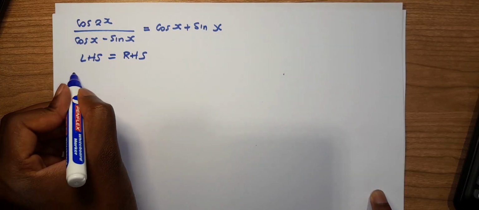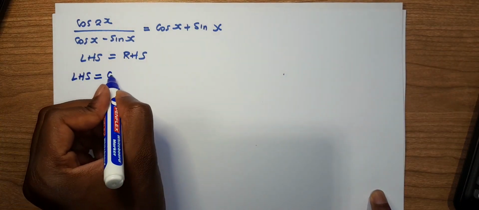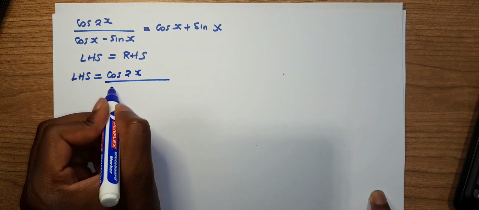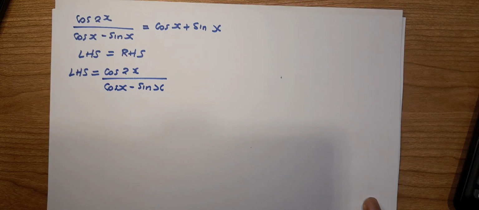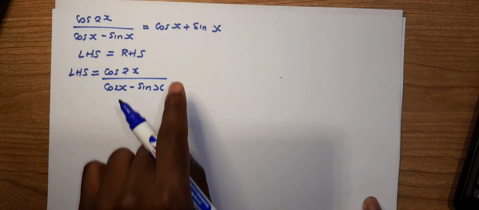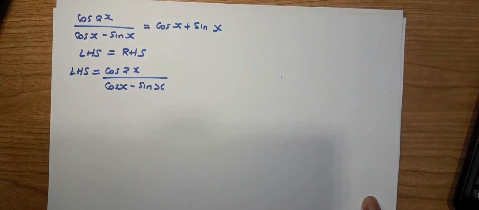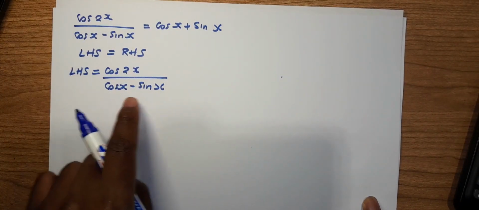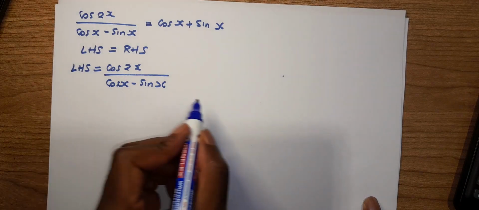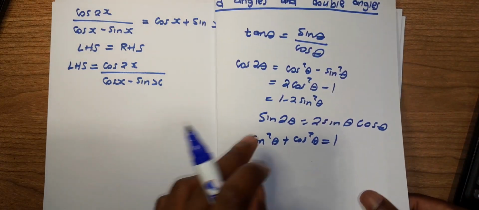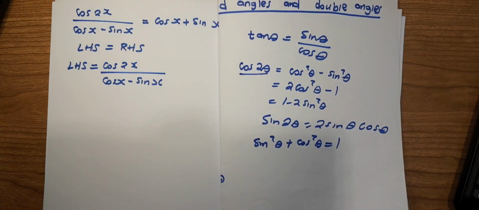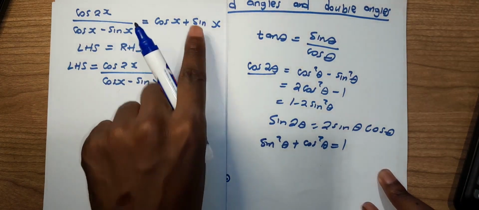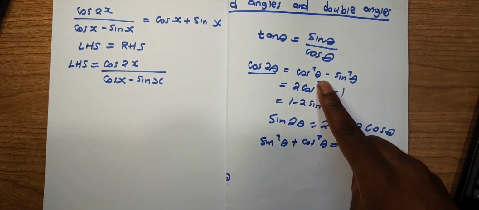Now let's go to the left hand side. The left hand side is actually the cos of 2x divided by the cos of x minus the sine of x, right? If you realize you want to have an answer of cos x plus sine x, and already at the bottom you have cos x minus sine x, this is where you need to be smart. What are the identities of cos 2x? You realize there are 3 of them, but which one do you choose? At least you are looking for cos x plus sine x.